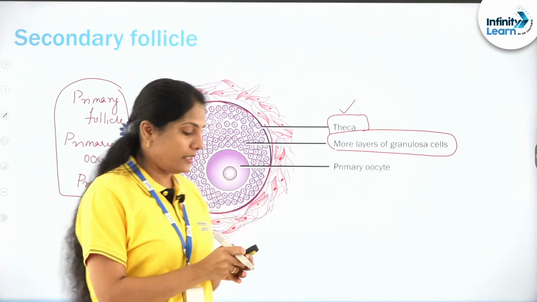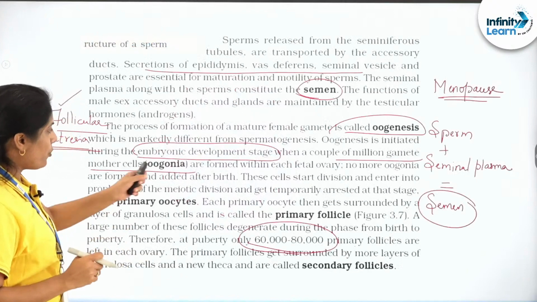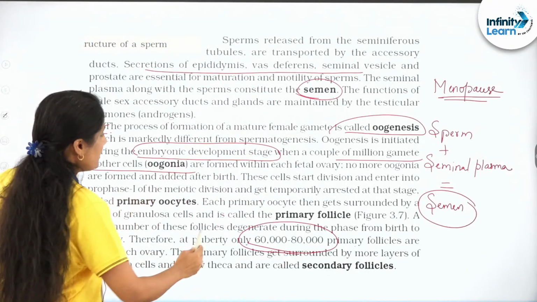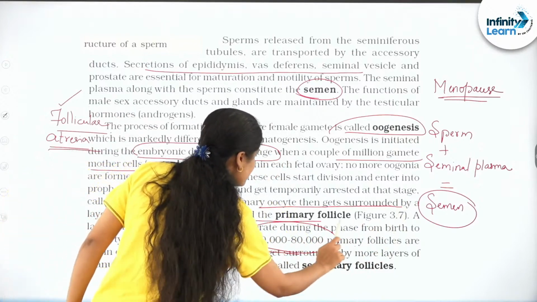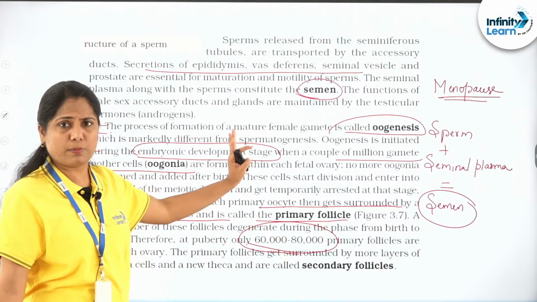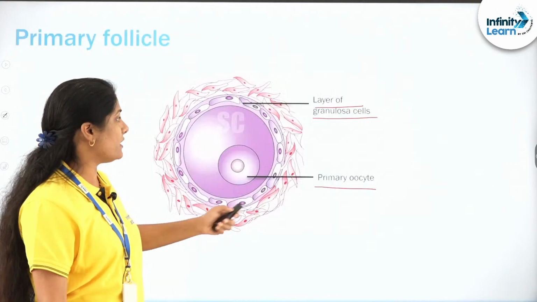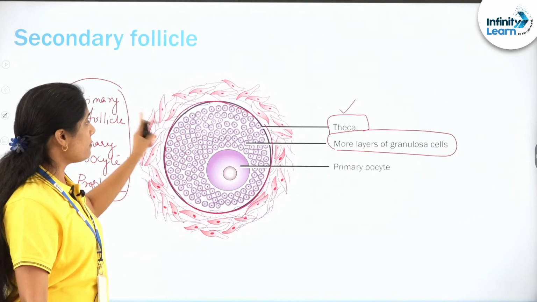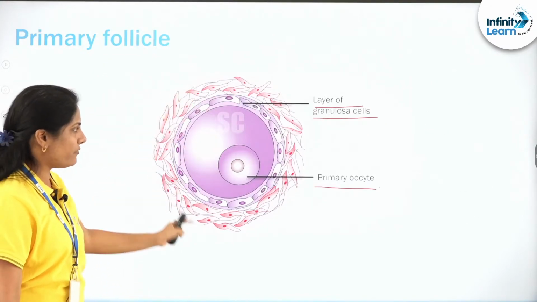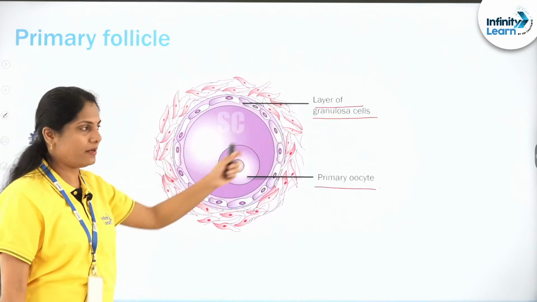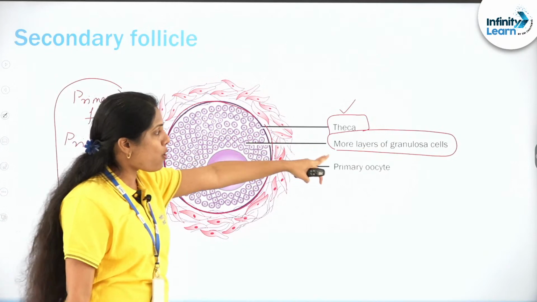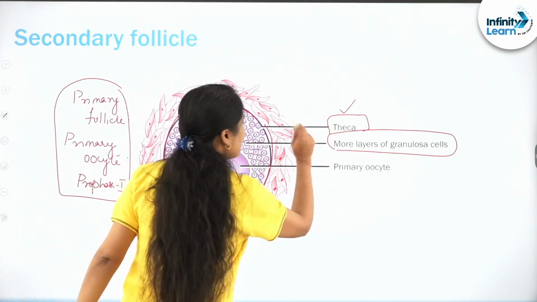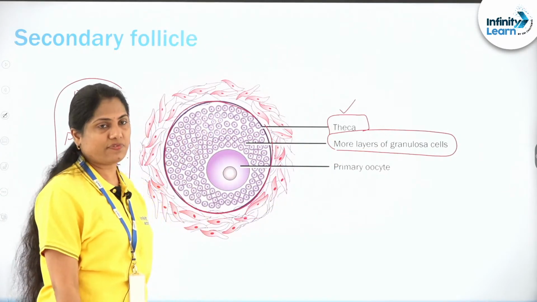In the NCERT, what would have been given is that the primary oocyte gets surrounded by granulosa cells, primary follicle, just a simple statement, for which I have given this particular diagram. So you understand this is the primary follicle, there's a layer of granulosa cells, and you look at the difference, right? There are more granulosa cell layers and there's a theca that is formed.